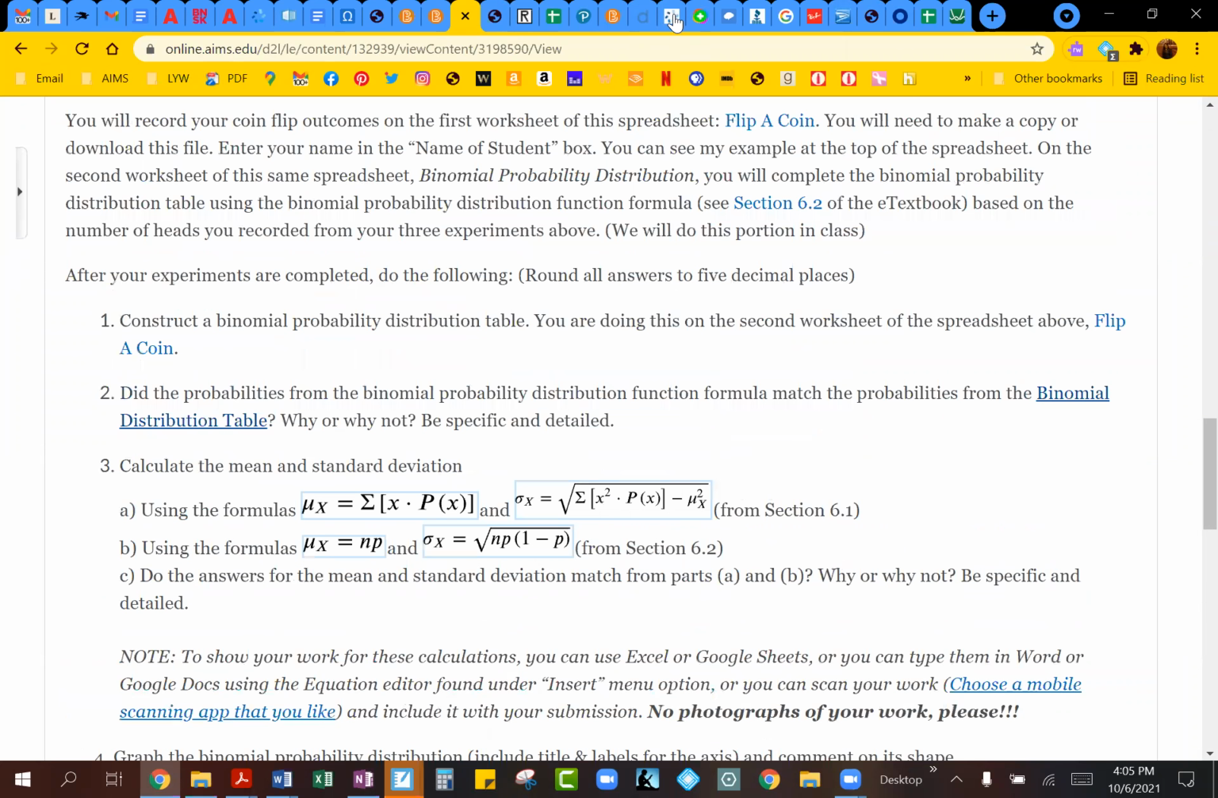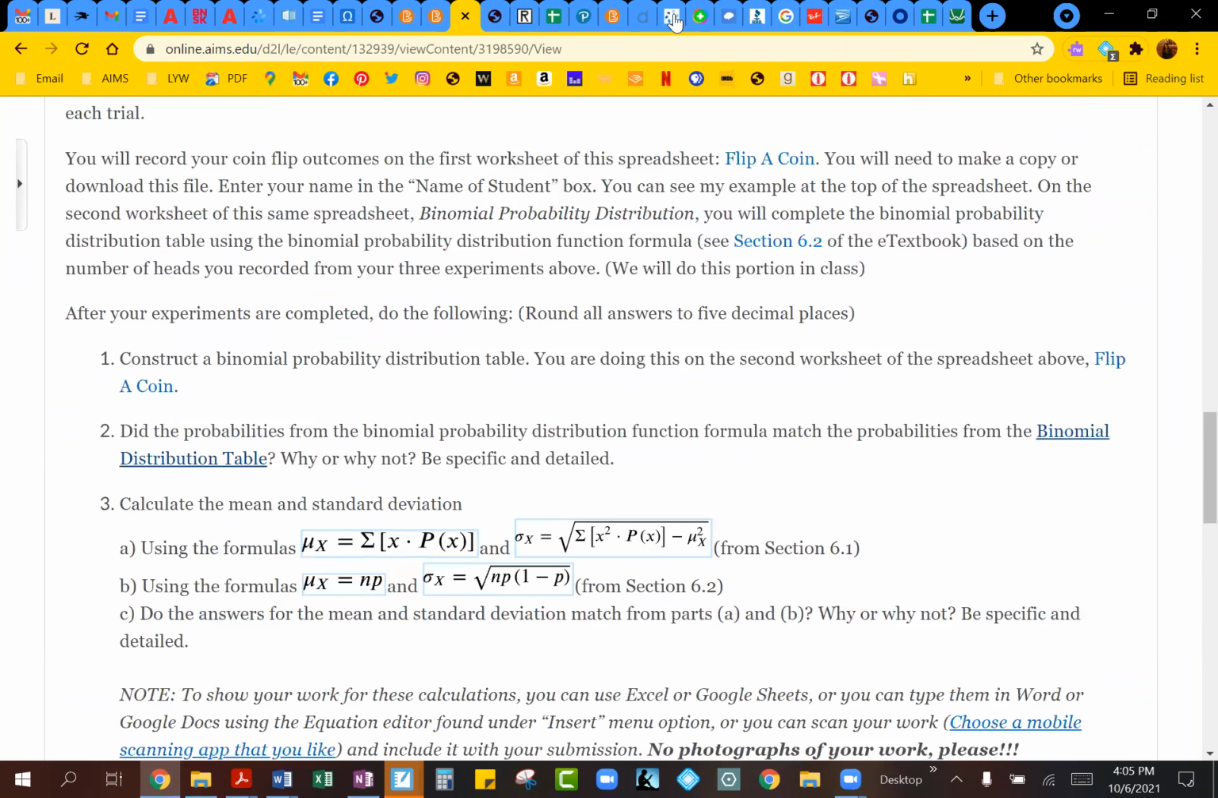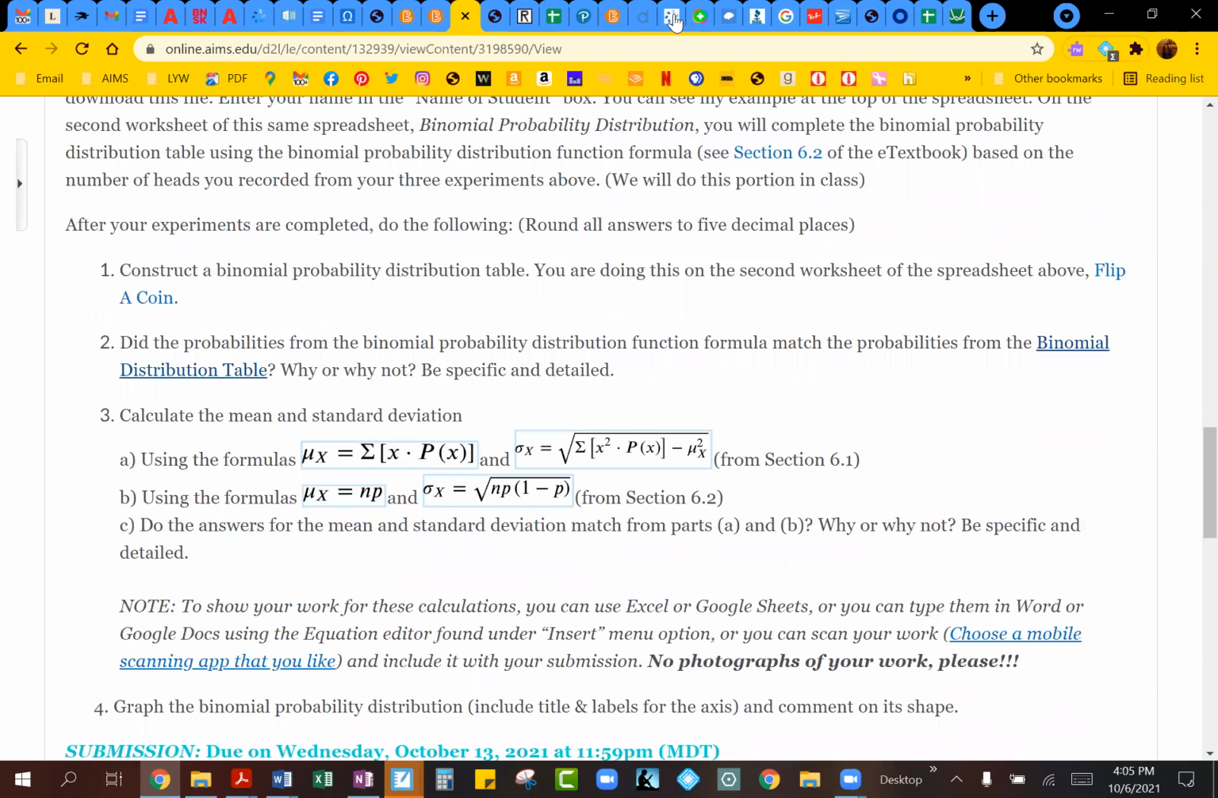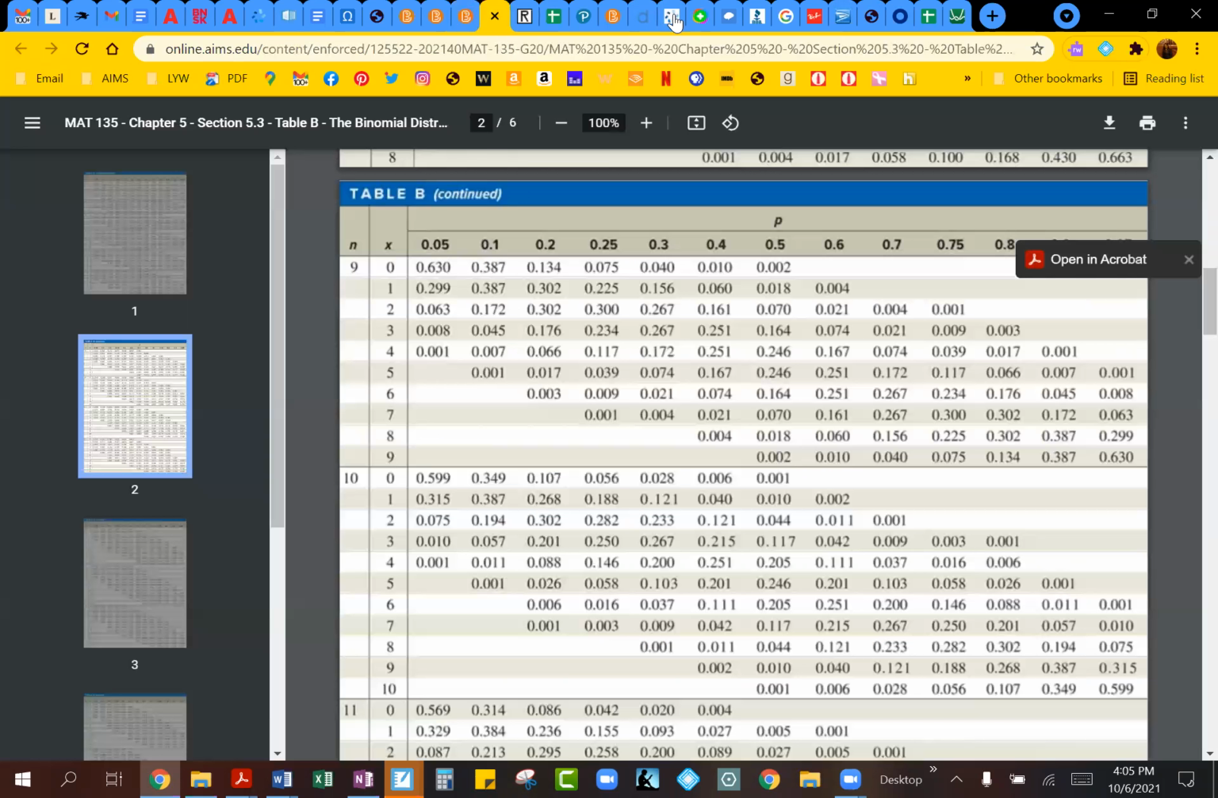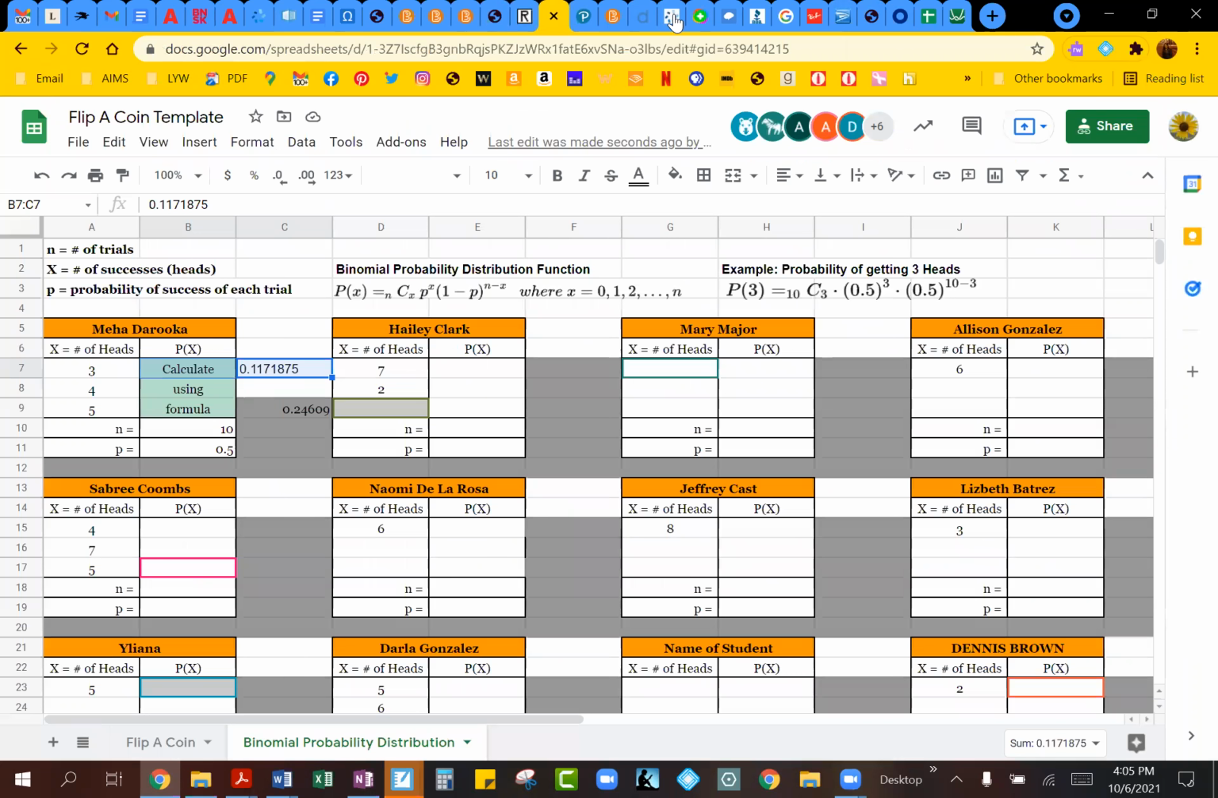So I would say at least get started on the first part of this assignment so that you get a chance to work with the formula and creating this probability distribution table over here for the binomial experiment. So if you have any questions on this, you can ask me that next time, and then we can get into the next part of this assignment. So just please get a head start on that.